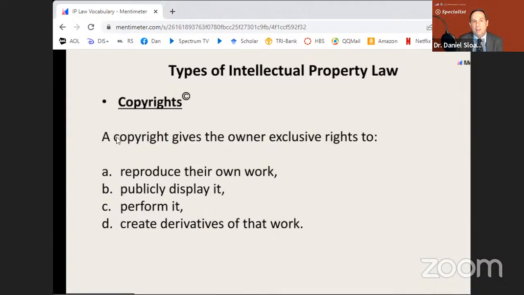So a copyright gives the owner exclusive rights to, exclusive meaning the sole right, the individual right to reproduce their own work. So as the owner, you have the right to reproduce your own work, publicly display it, perform it, or create derivatives of that work.